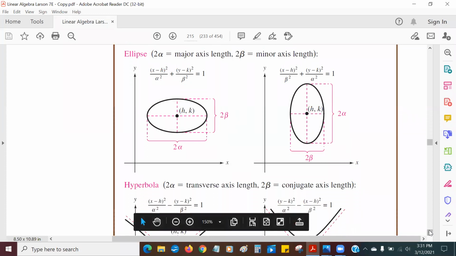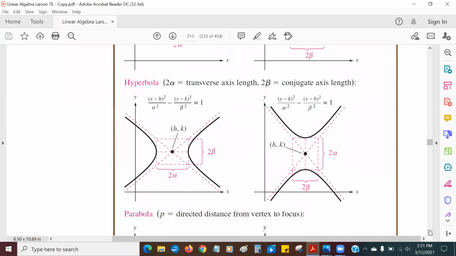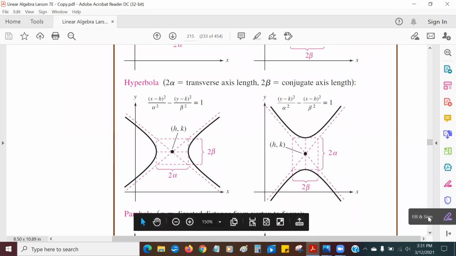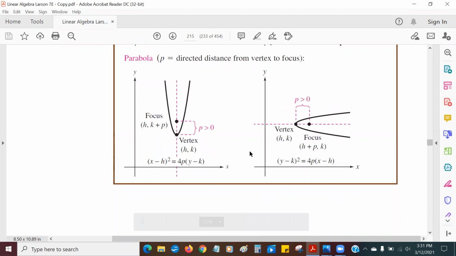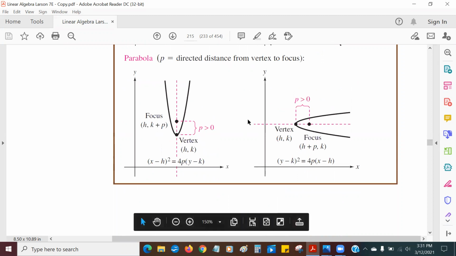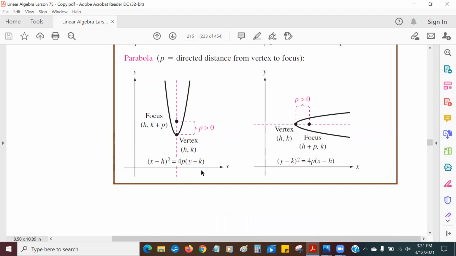And then of course, this is our typical hyperbola. These are the equations for it. You've seen this already in regular old algebra. And then of course you have the parabola. This is the famous x squared equals 4py. P is the distance from the vertex to the focus.